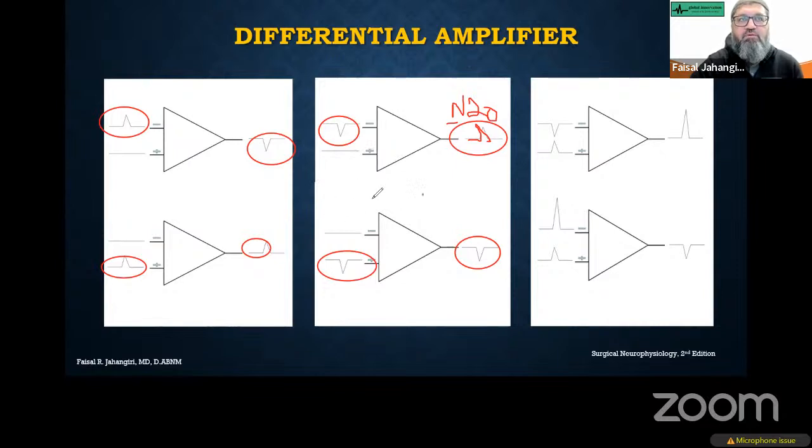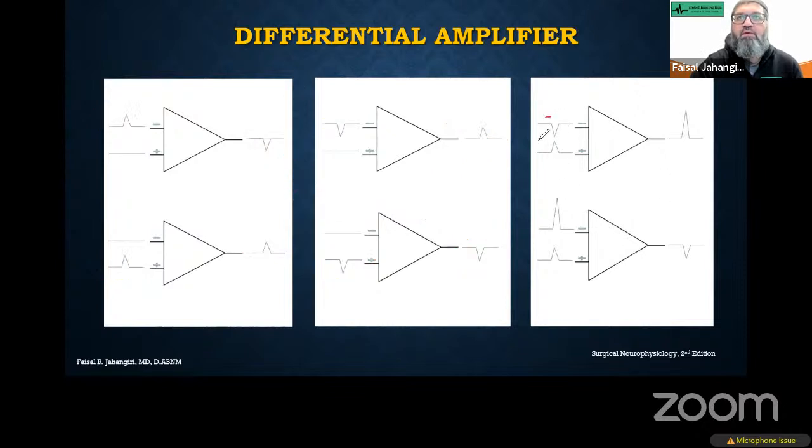Any signal which is produced in the brain has a dipole, which means that one side is positive and one side is negative. So the signal is produced here in the middle, it will create a negative side and a positive side, depending on where you put the electrode. If you put the electrode on the negative side, we label it as N20. If you put the electrode on the positive side, we label it as P22 or P30, whatever.